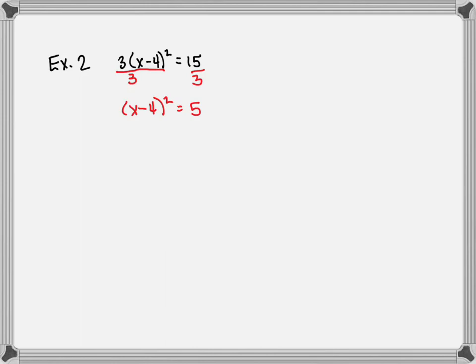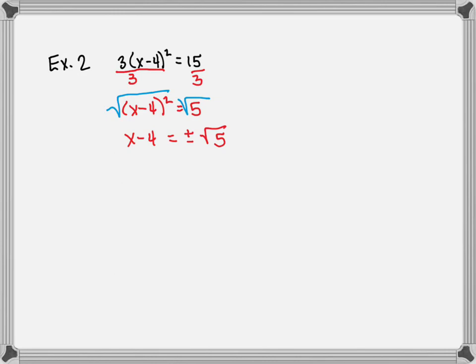So now we'll take the square root of both sides. And the square root symbol on the left-hand side will work with its inverse operation of squaring, and we'll be left with what's inside the parentheses, the x minus 4, and that equals plus or minus the square root of 5.